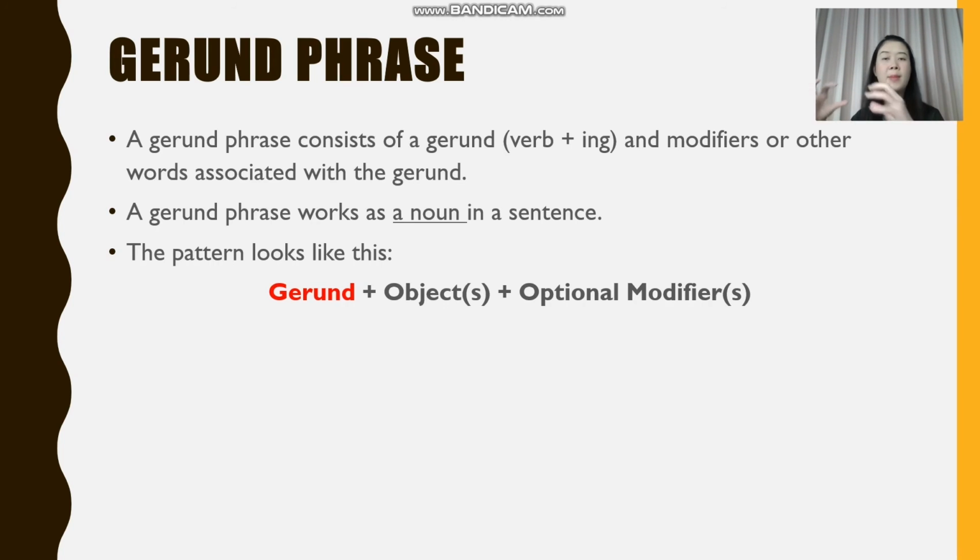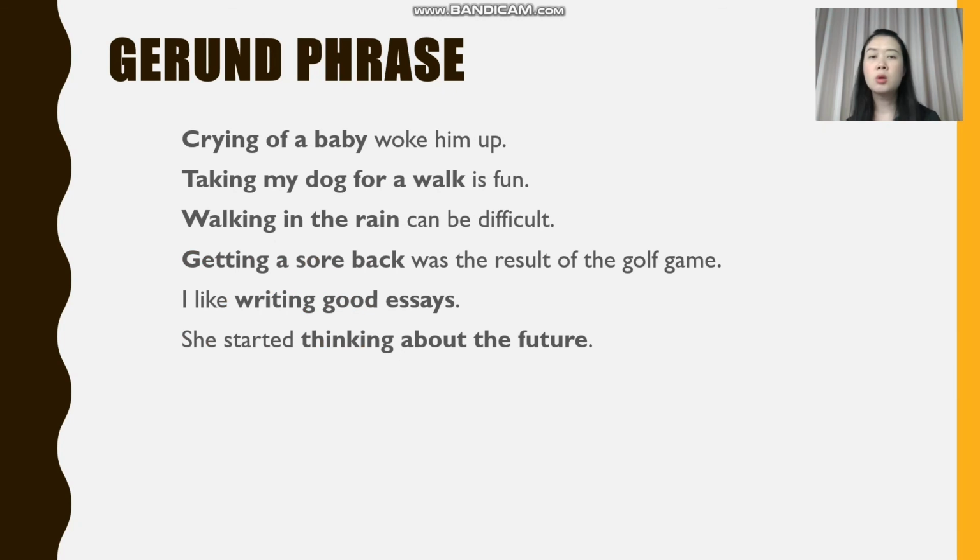Once again, the participial phrase, particularly the -ing form, we use in order to be an adjective to modify the noun. But here, this is the gerund phrase. Even though it's an -ing form, we use them as a noun in a sentence. So if it is a noun, it can be the subject, it can be the object. And the gerund can be followed by some kind of object or optional modifiers. Let's see. "Crying of a baby woke him up."